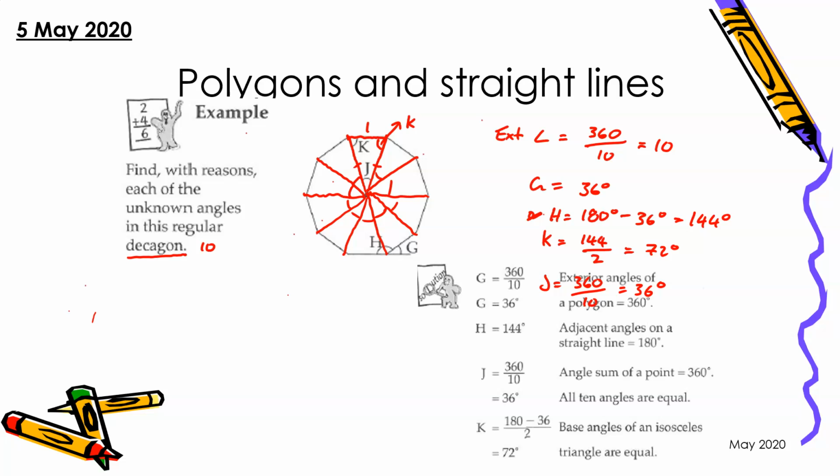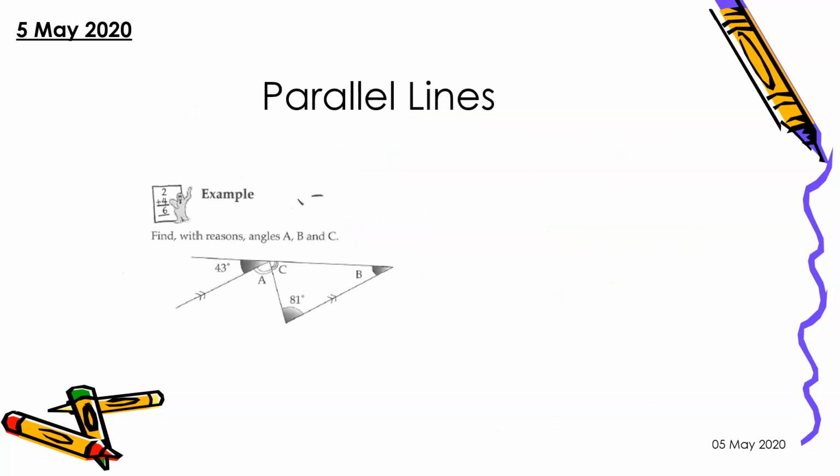So if we just double check our answers. Okay, so the sum at the points is 360, then all tens are, yep, and then the base angles of the isosceles. So they didn't find K the way I did by halving the interior angle, but if you found J, you would have found it that way anyway. Okay, let's have a look at another problem. I'll give you a moment to pause the video and have a crack at it. So find A, B, and C.